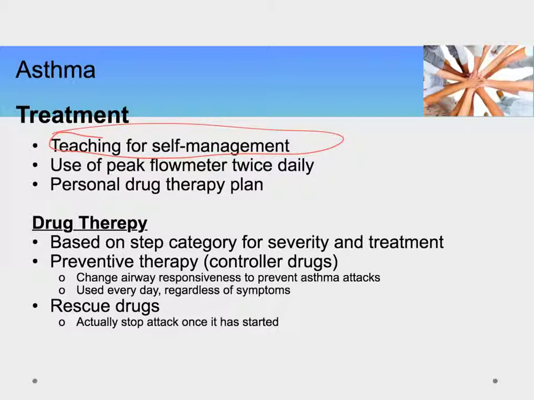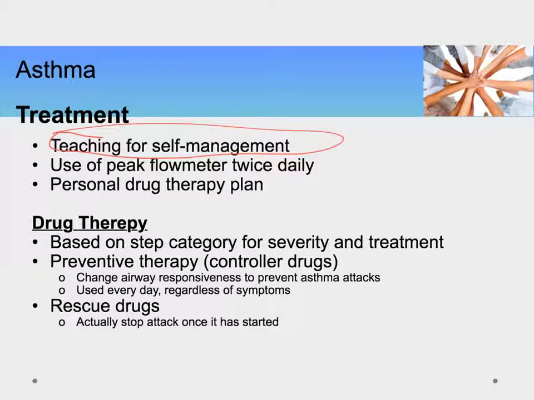It's encouraged that they do it twice a day. I don't know the exact numbers of what a peak flow meter usually tells them, but basically they're given a goal of where they want to be by their individual physician, and they want to check it. So it's almost like checking your blood sugar. It's crazy, but it kind of is.